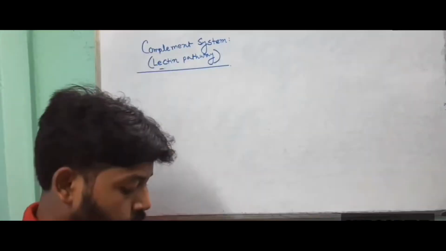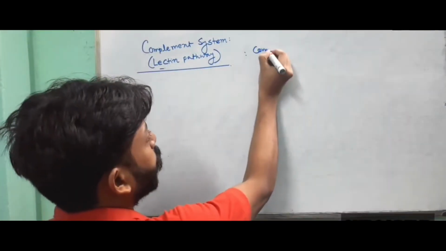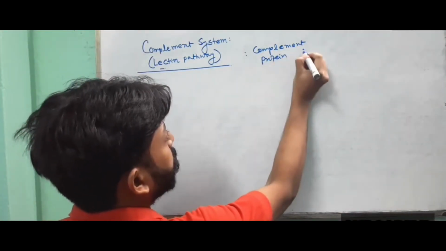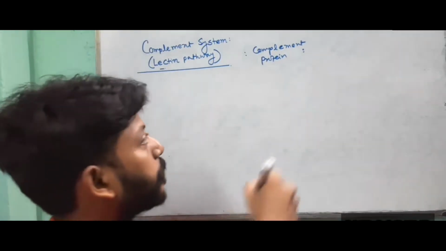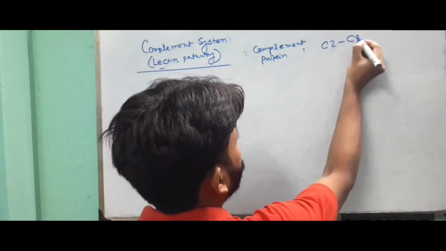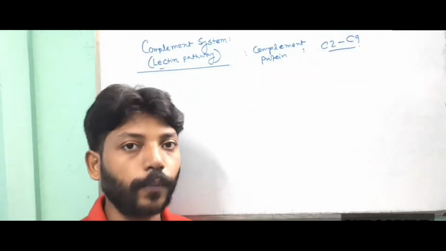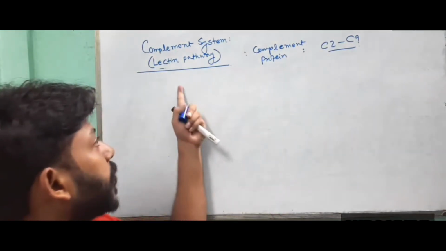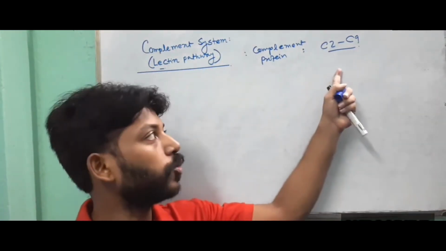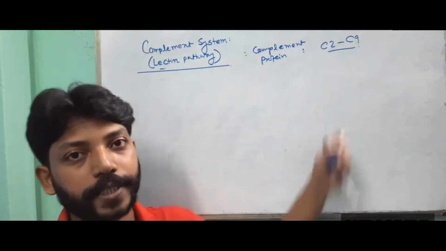In this lecture, I will talk about the lectin complement pathway. In my previous class, I have already discussed the classical complement pathway. So let's start. Here also some complement proteins, C2 to C9, take part in this pathway, and they are also responsible for the classical complement pathway.